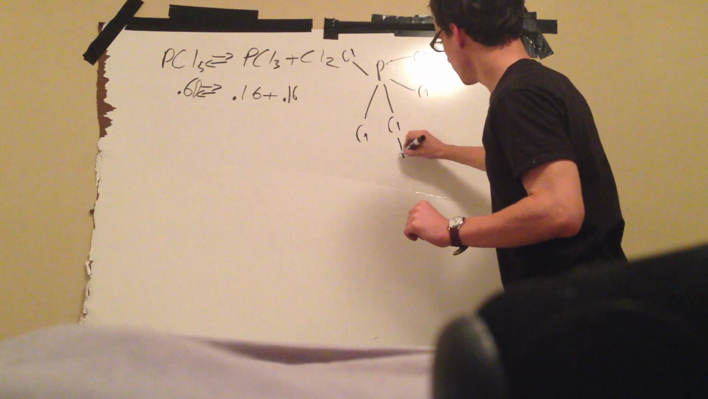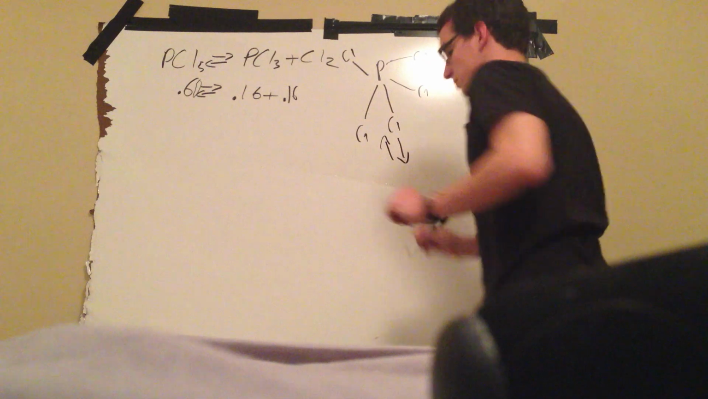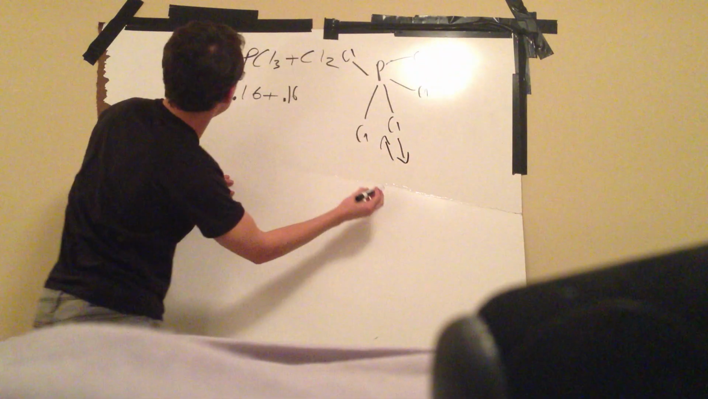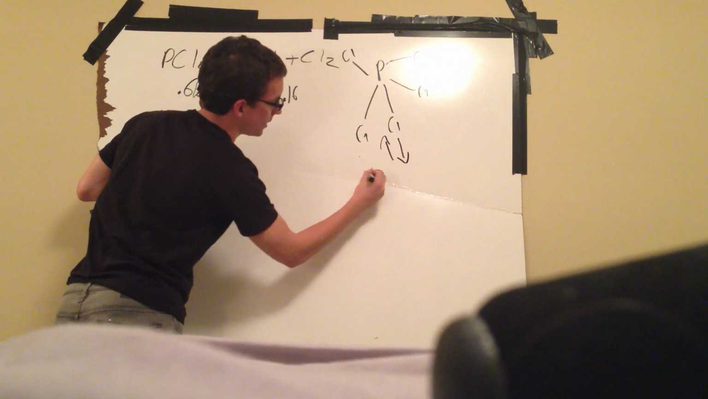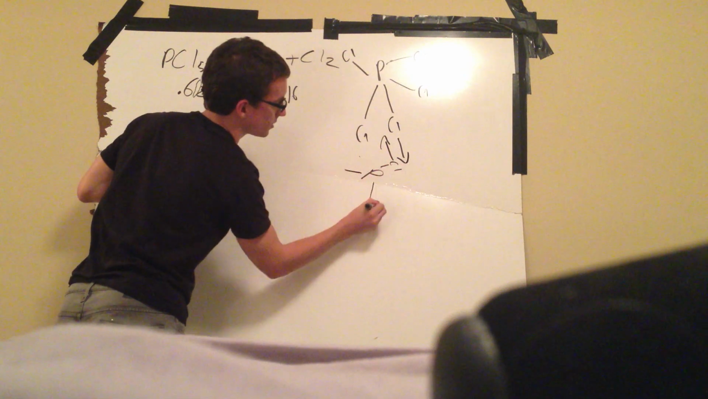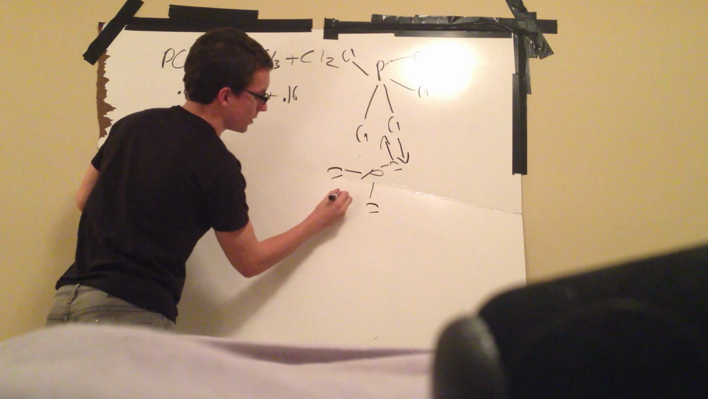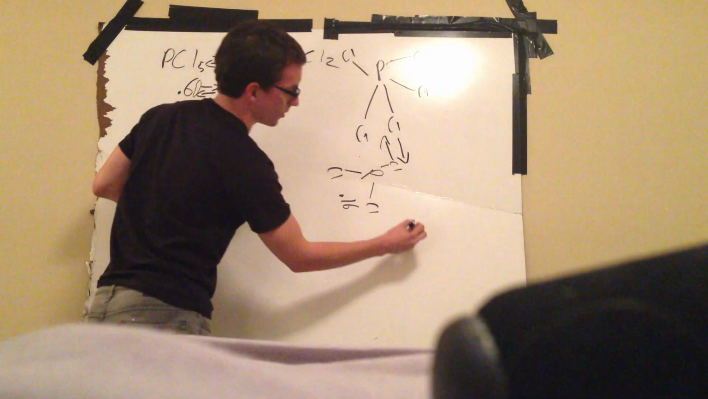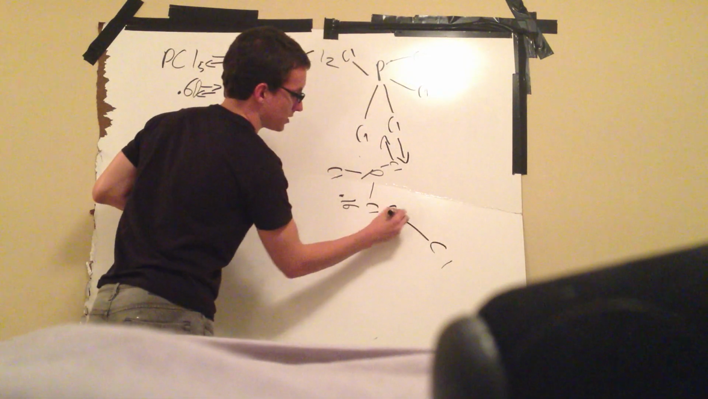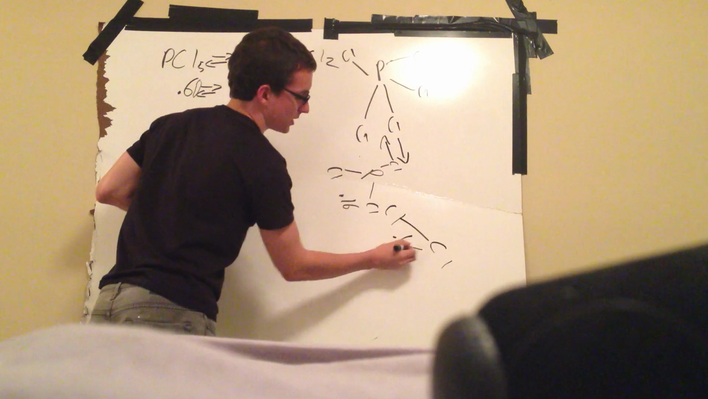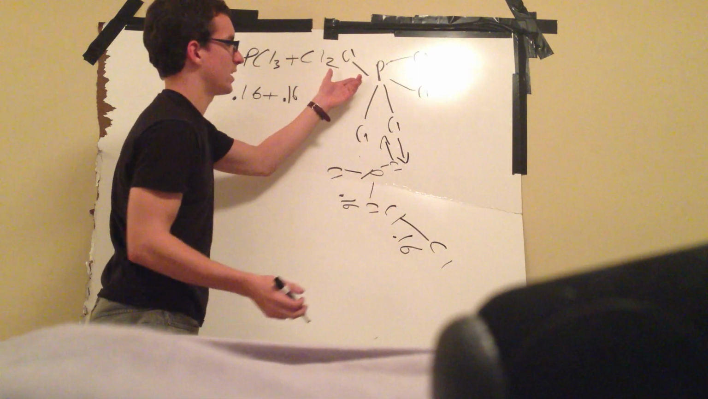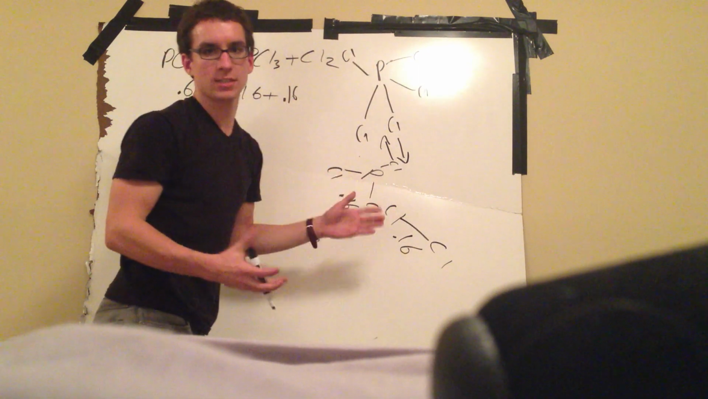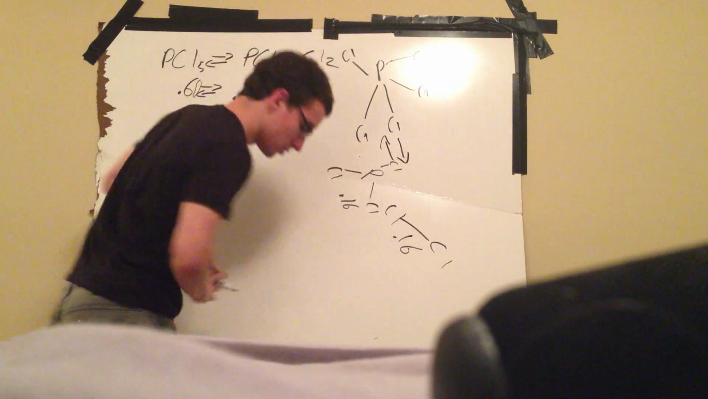And it turns into a PCl3, which is P, 1, 2, 3, Cl, Cl, Cl, and this is 0.16, right? And then it's just got 2 Cl's left over, so it'd also be down here, Cl and Cl. This is also 0.16 because they're breaking apart from the same thing. So if you cut this in half, it'd still be the same. So that's why it's also 0.16.